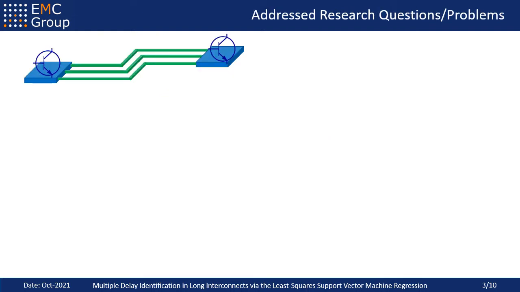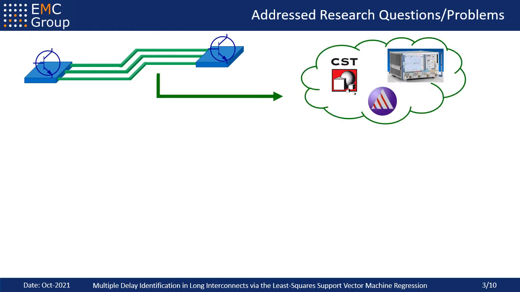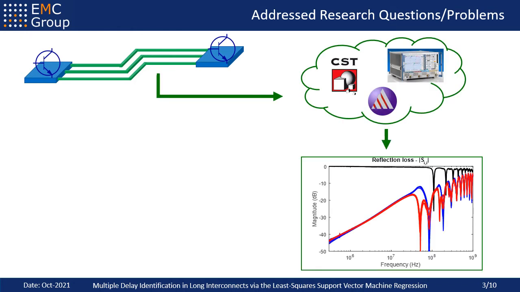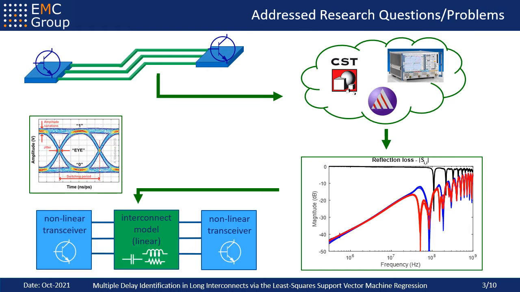But while that linear interconnect is usually characterized via simulations or measurements in the frequency domain, it is connected to nonlinear transceivers that need to be simulated in the time domain. And so the model should be adequate both for time and frequency domain at the same time.